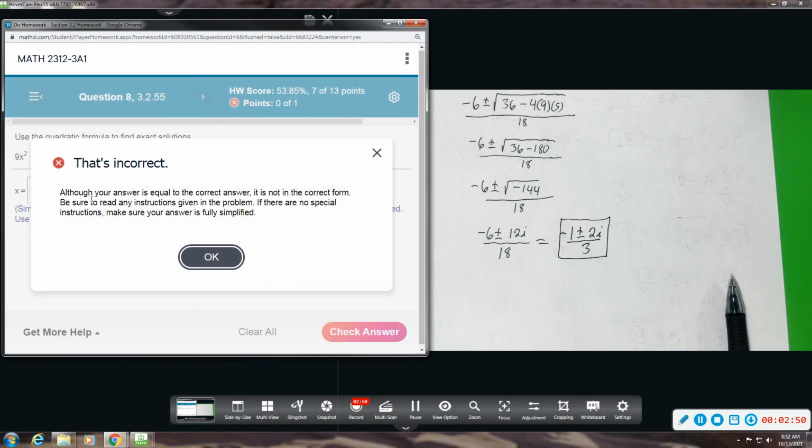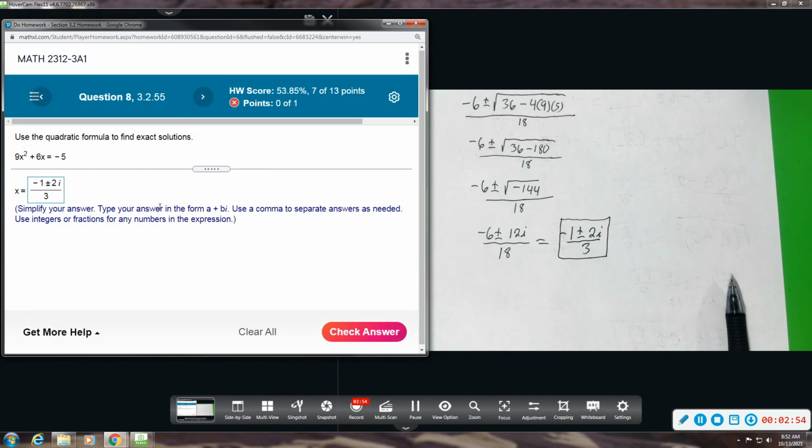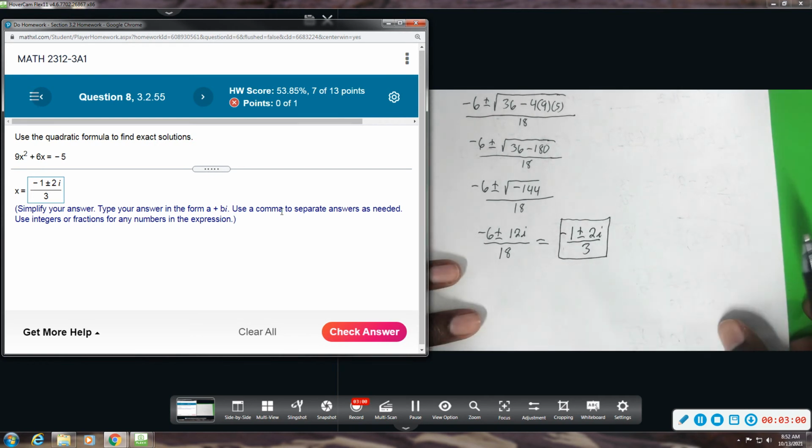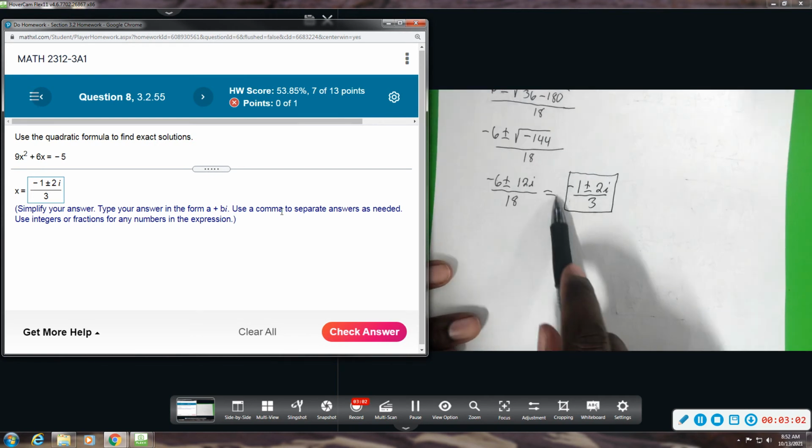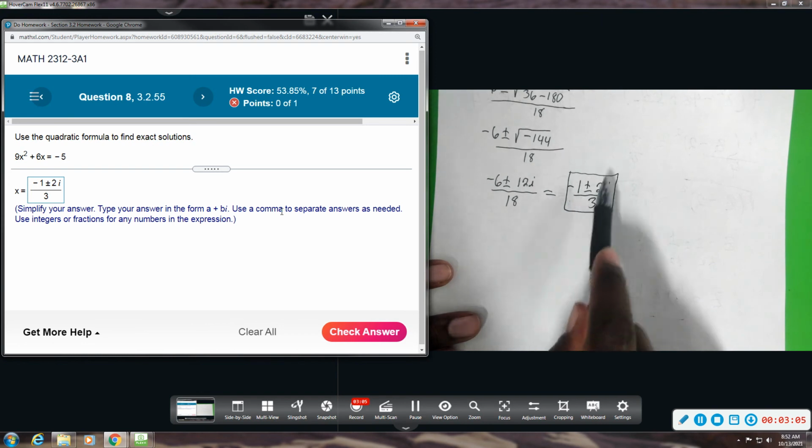Okay. Although your answer is equal to the correct answer, it's not in the correct form. So what do they want us to do? They want us to write it in a plus bi form. So that means they want us to separate each of these terms so that we have a real part and an imaginary part. So both of these terms are being divided by 3.